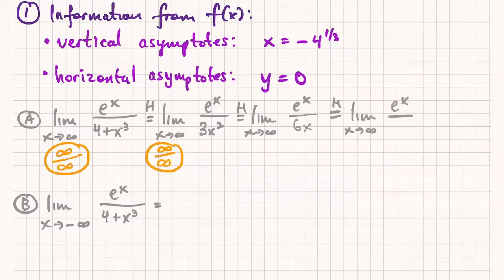e to the x over 6. And now I don't get L'Hopital. I just get infinity over 6, which is infinity. But that doesn't give us a horizontal asymptote. y equals infinity is not a horizontal asymptote. That just means there's no horizontal asymptote in that direction.